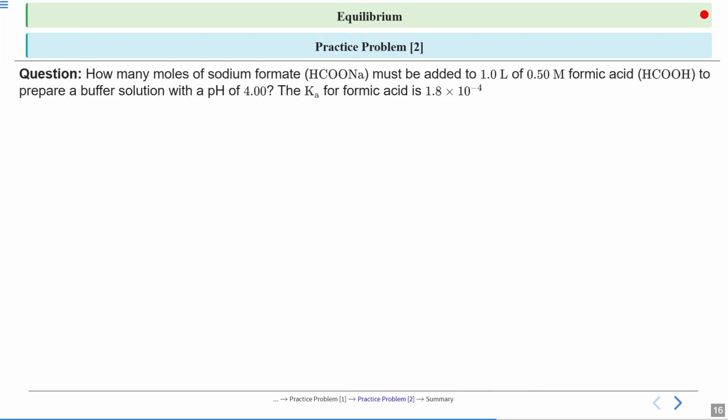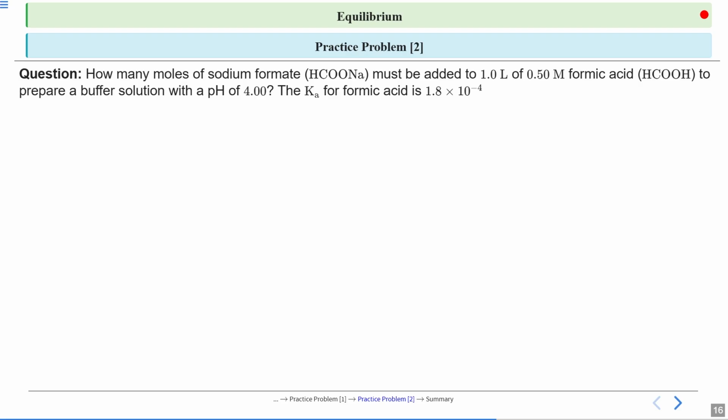Moving on to the next question. How many moles of sodium formate must be added to 1 liter of 0.50 molar formic acid to prepare a buffer solution with a pH of 4? The Ka for formic acid is 1.8 into 10 to the power minus 4. So here you are trying to design a buffer. We have not talked much about this, but I will try to make you understand this designing of buffer with the help of this question.